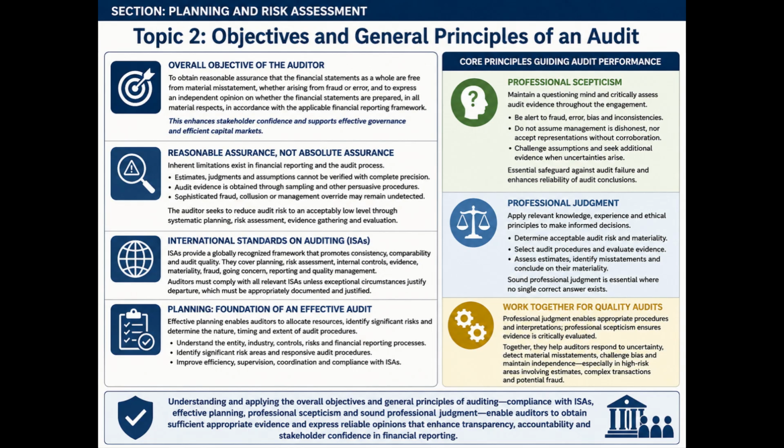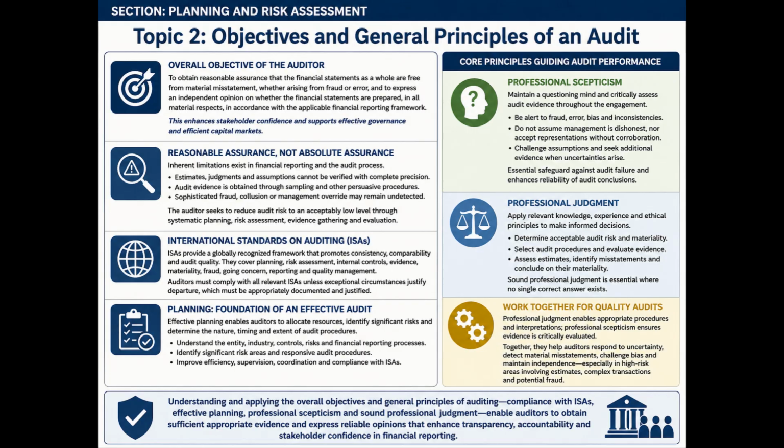Closely related to professional skepticism is the requirement for auditors to exercise professional judgment throughout the audit process. Professional judgment refers to the application of relevant training, knowledge, experience, and ethical principles in making informed decisions regarding audit planning, risk assessment, materiality, sampling, evidence evaluation, and reporting conclusions. Auditors regularly apply professional judgment when determining acceptable audit risk, selecting audit procedures, evaluating accounting estimates, assessing the sufficiency and appropriateness of audit evidence, and deciding whether identified misstatements are material individually or collectively.